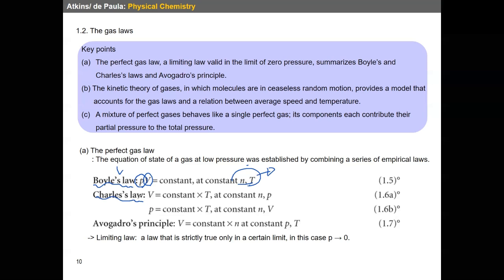In Charles' law, if there is constant pressure, then T over volume will be constant. In the opposite way, if the volume is constant, then T over pressure will be constant. So this is one of the laws established by Charles.